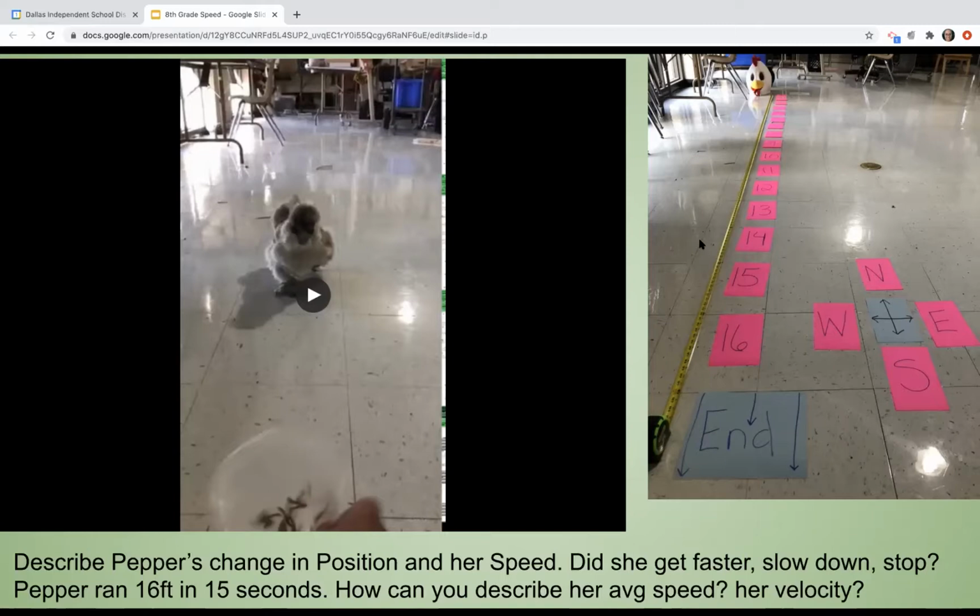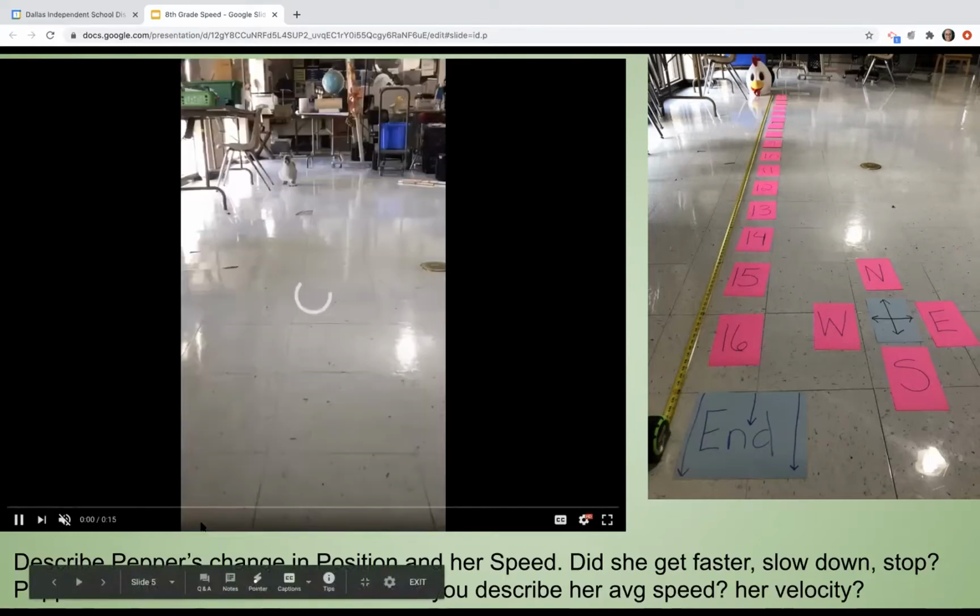So think about how you can describe her average speed and her velocity. And just so you know, each square on my floor is 1 foot. So that's how I know she went 16 feet and she was running in the southern direction. So here's the video of Pepper.